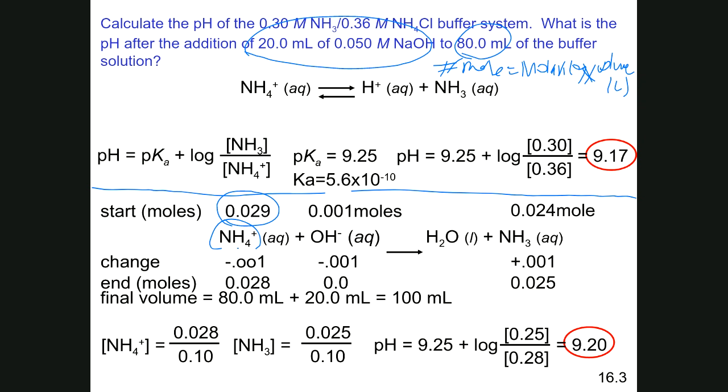You have the molarity times volume for the base that you're adding. So the concentration at the beginning of the hydroxide ion is going to be how much you're adding.